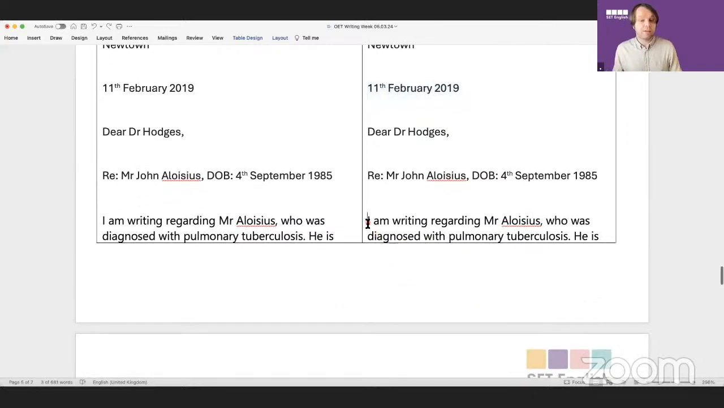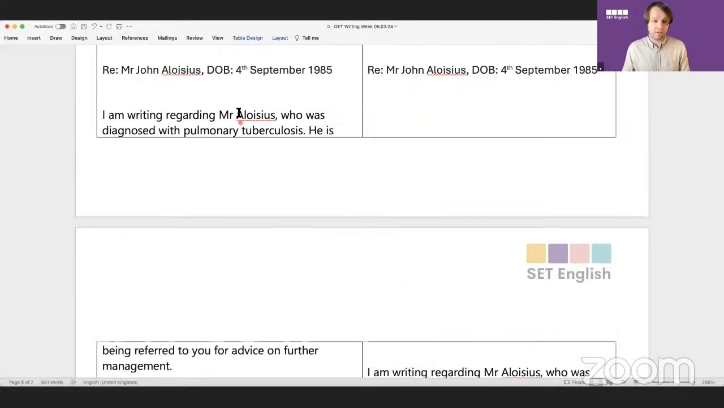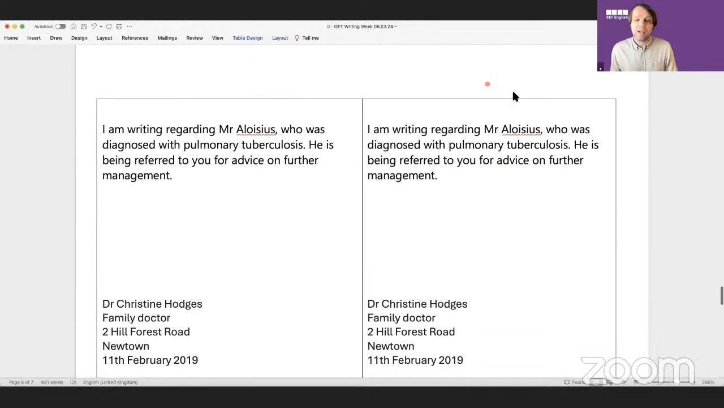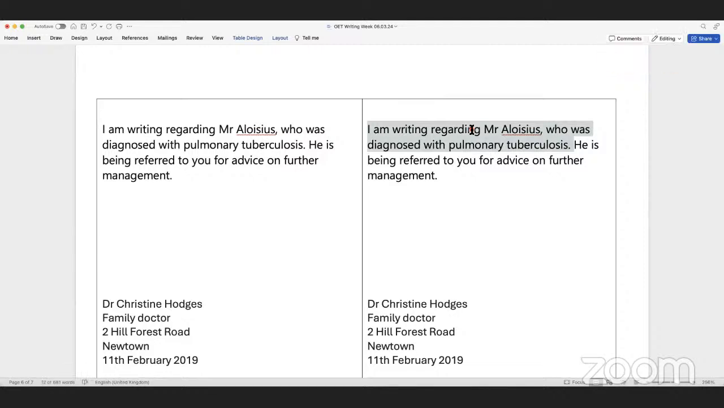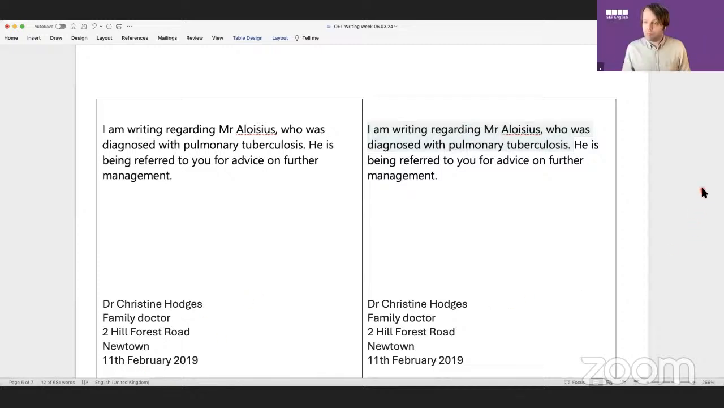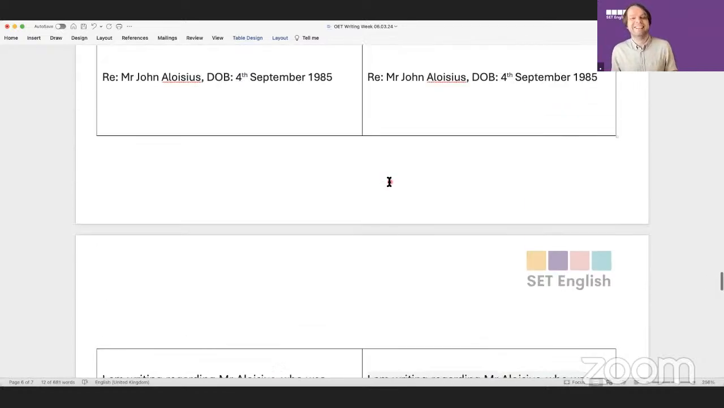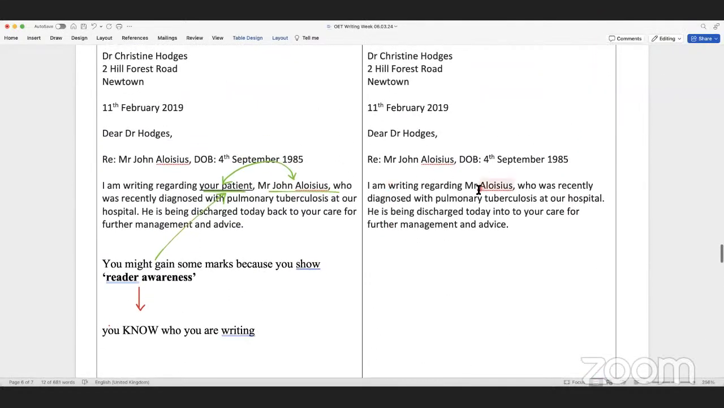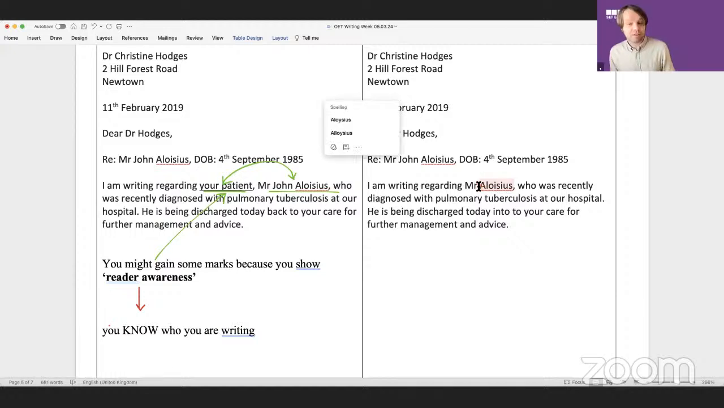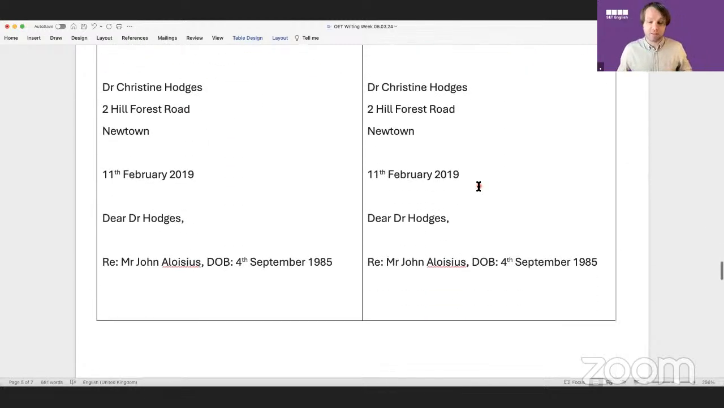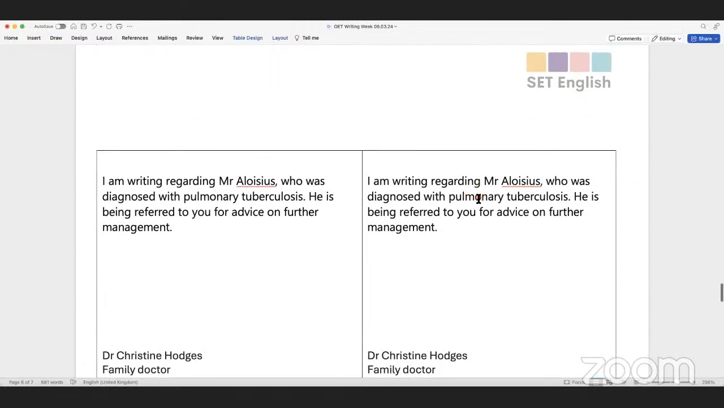Okay, you two, tell me about sentence one then. Let's look at sentence one together. Okay? I'm writing regarding Mr. Aloysius, who was diagnosed with pulmonary tuberculosis. Yes or no? No, we should use the whole name, I think. Oh, but for the first time, maybe it's... But Farouk just said we don't need it, right? I don't think it really matters. Guys, it doesn't matter. It's a small thing. Is this okay? I think okay, the first sentence.